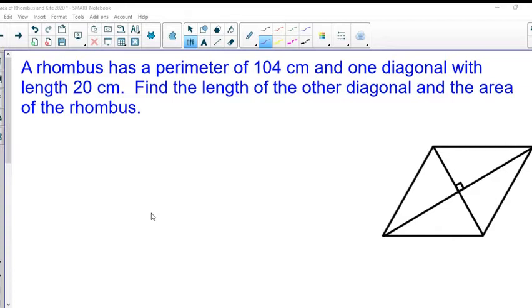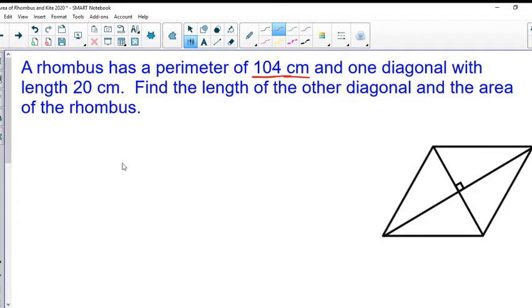So breaking this problem down a little bit, as you can see, we have our picture of our rhombus over here. Starting off with our first piece of information, which is the fact that this perimeter is 104 centimeters. So remember, perimeter is add up all the sides. And in a rhombus, the four sides have to be the same thing. So we need to take that 104 and divide it into four different pieces because that's going to be the length of the sides of the rhombus.